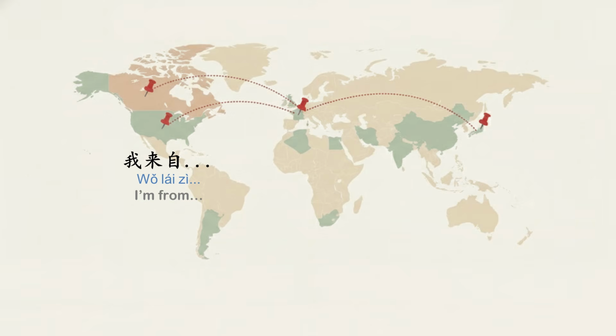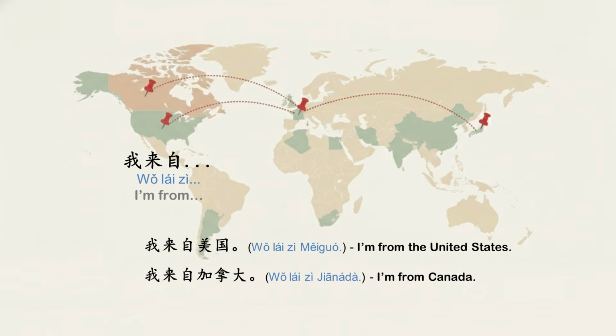After greeting people and saying your name and age, the next thing we usually talk about is where we are from or where we live. The most common way to say this in Chinese is 我来自, which means I'm from. For example, 我来自美国, I'm from the United States. 我来自加拿大, I'm from Canada. This sentence sounds polite and complete. It's perfect for formal introductions like in class, in a meeting, or at a language exchange.